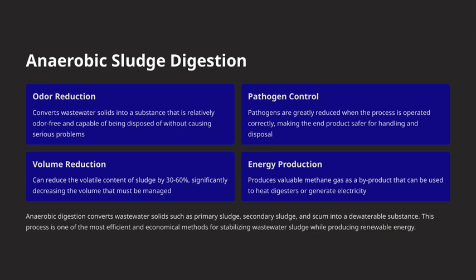Then there's volume reduction. This process can decrease the volatile content of sludge by 30 to 60%, which means we manage much less material overall, saving space and resources. Additionally, anaerobic digestion produces valuable energy in the form of methane gas. This renewable energy can be used to heat the digesters themselves or even generate electricity, making the process more sustainable and cost-effective. Overall, anaerobic digestion is one of the most efficient and economical methods for stabilizing wastewater sludge, turning waste into a useful resource while producing renewable energy.